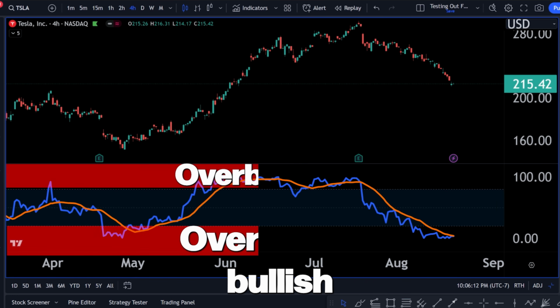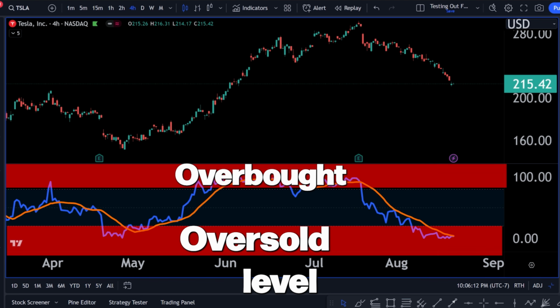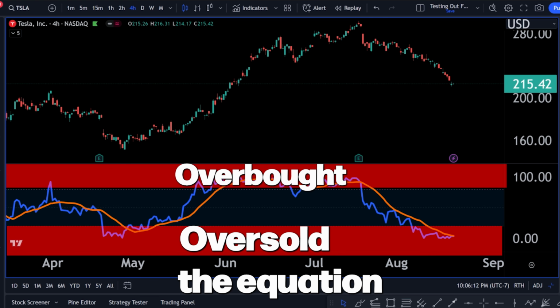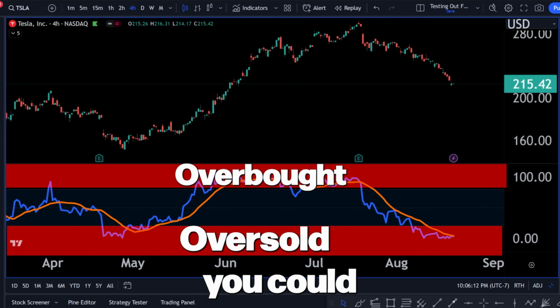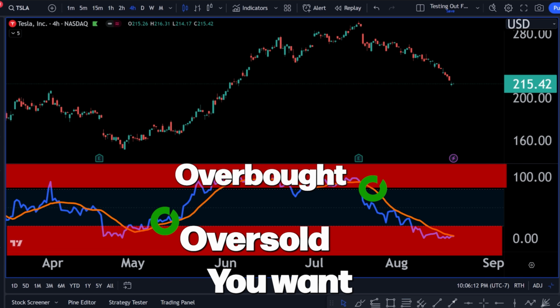You want to make sure the bullish crossover occurs in the oversold level and the bearish crossover occurs in the overbought level. The reason I had you change up the numbers in the equation at the beginning of this video was to make sure you could profit from this next part. After you see the crossover, you want to wait for the orange line to cross back into the neutral zone, which is less than 80 or above 20.